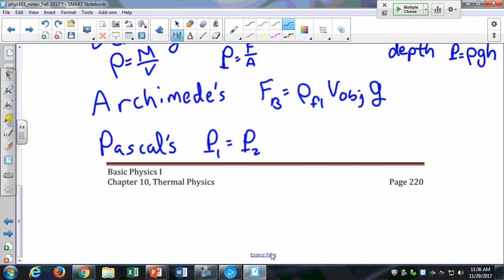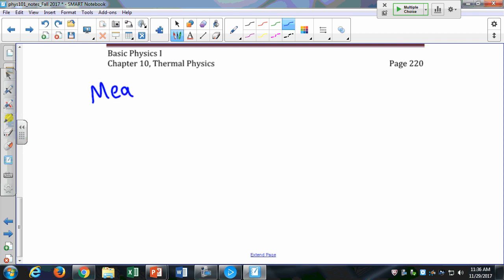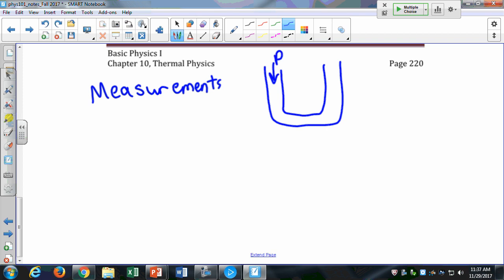Measurements. Manometer, barometer, those sorts of things where you have two pressures that you're comparing, P1 and P naught. And remember that P1 is equal to P naught plus or minus rho g h. And the plus or the minus depends on the level of the fluid. We had some questions where you had to tell which of these is the bigger pressure. You'll have one of those for sure.